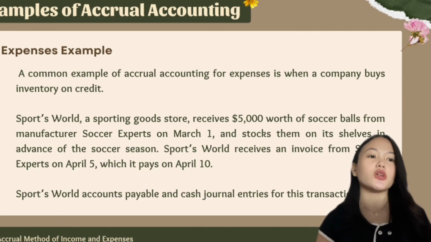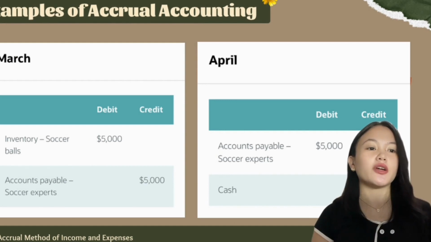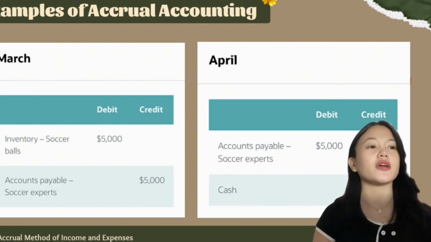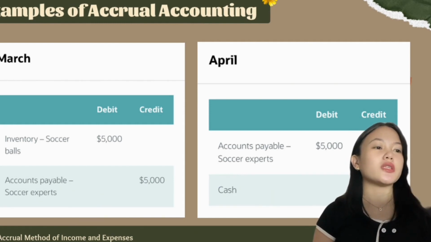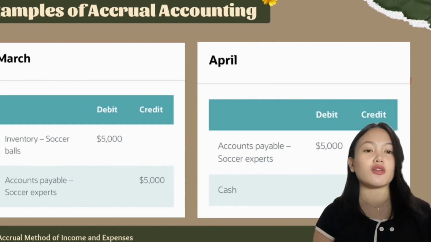So the Sports World accounts payable and cash journal entries for this transaction are: the debit on March is $5,000 of inventory, soccer balls. The accounts payable to Soccer Experts is also $5,000. On April, the debit is $5,000 to accounts payable to Soccer Experts, and the cash is also $5,000.